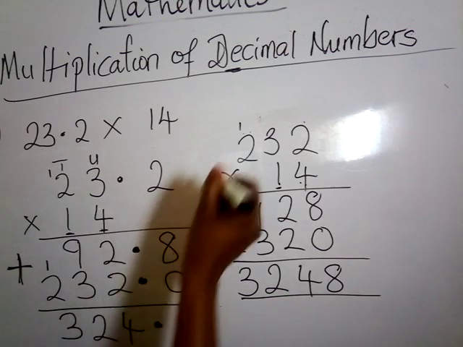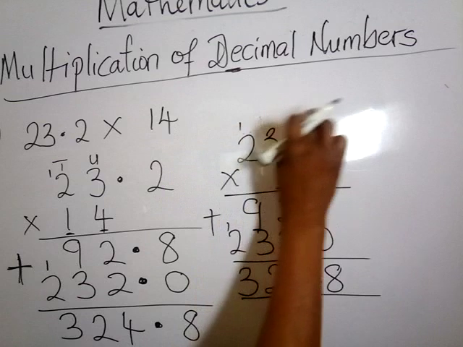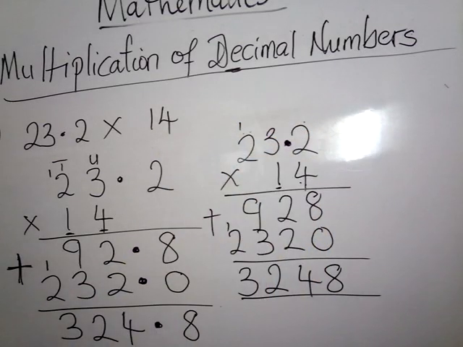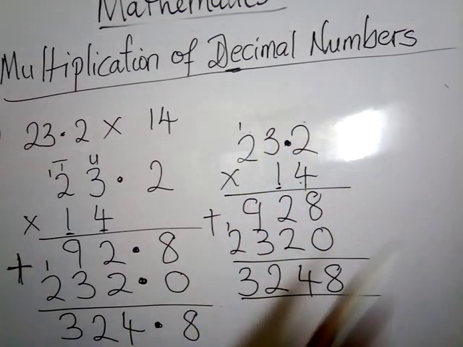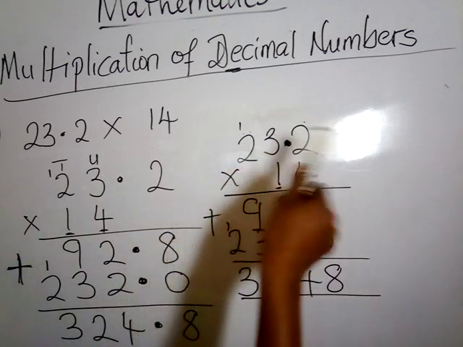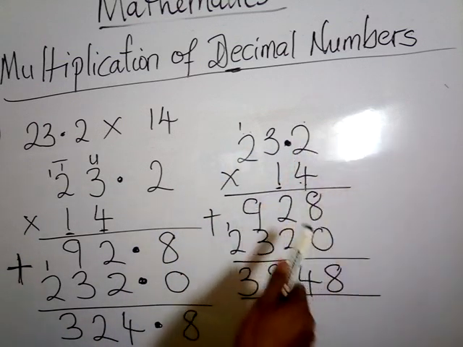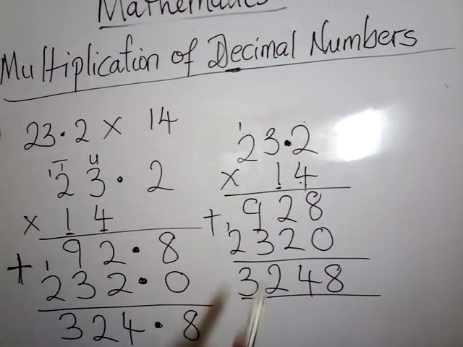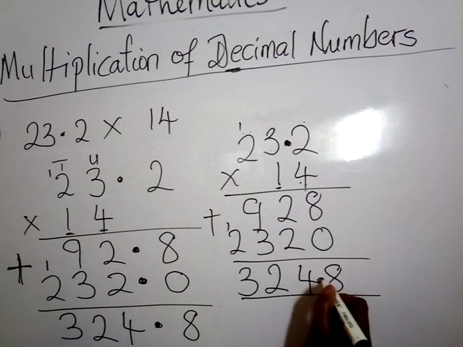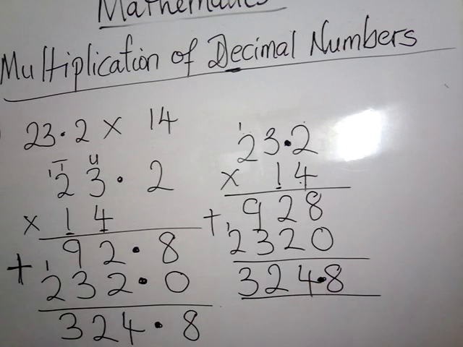Remember, your number is not 232. The number we are looking at is 23.2. So what do you do next? You count how many numbers you have after the point. In this case, we have only one number after the point. So counting from your right, count one place backwards and put your point there.